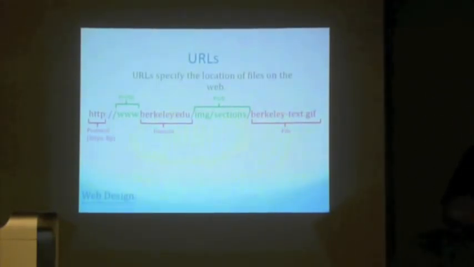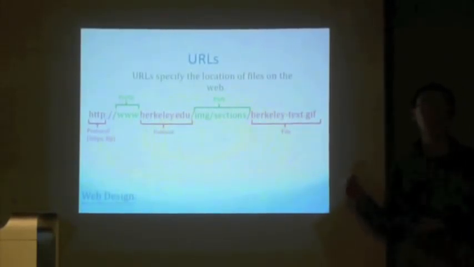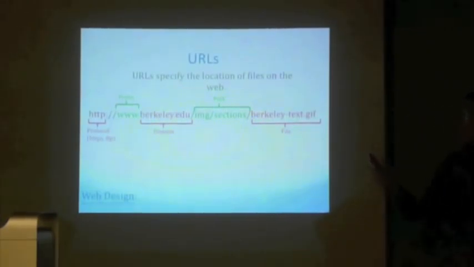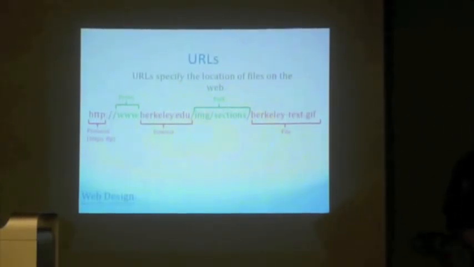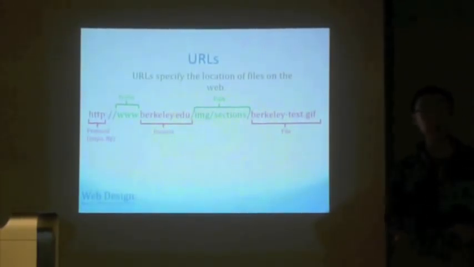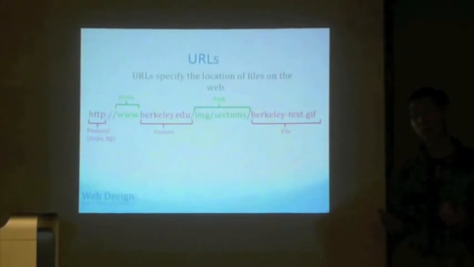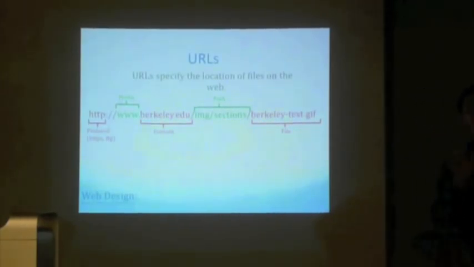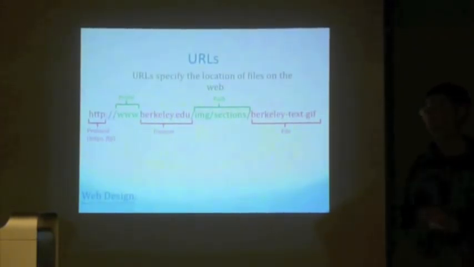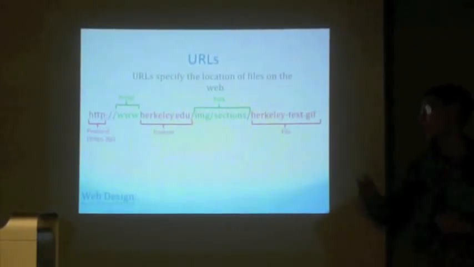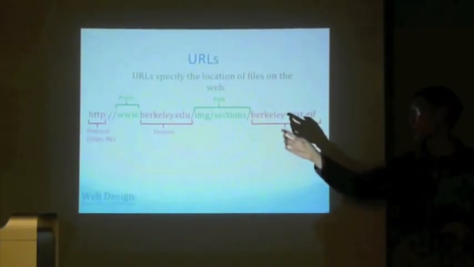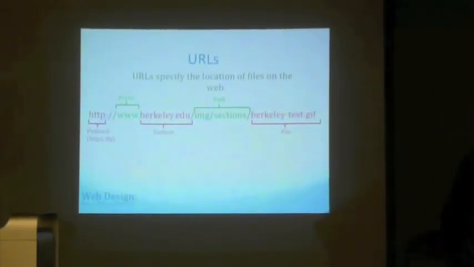And basically, this is how you find something on the internet. It's a URL. And the URL specifies the location of the file on the web. It's actually just like if you have a Windows computer, an analogy would be /my computer or something like that. But instead you're saying http://, berkeley.edu and a path and a file.